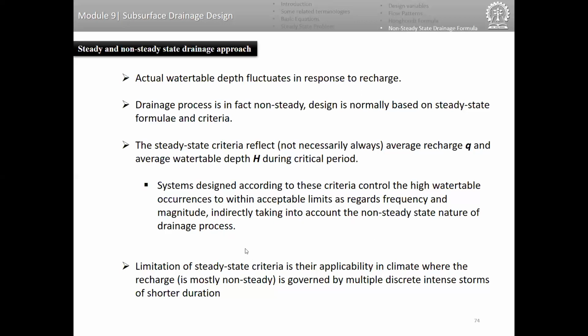But the limitation of the steady state approach is that it fails to model, or is less applicable in, climates where the recharge is mostly governed by more intense or more discrete storms of shorter durations, or essentially when the recharge is favoring more unsteady behavior. So in that case, steady state condition is not applicable.